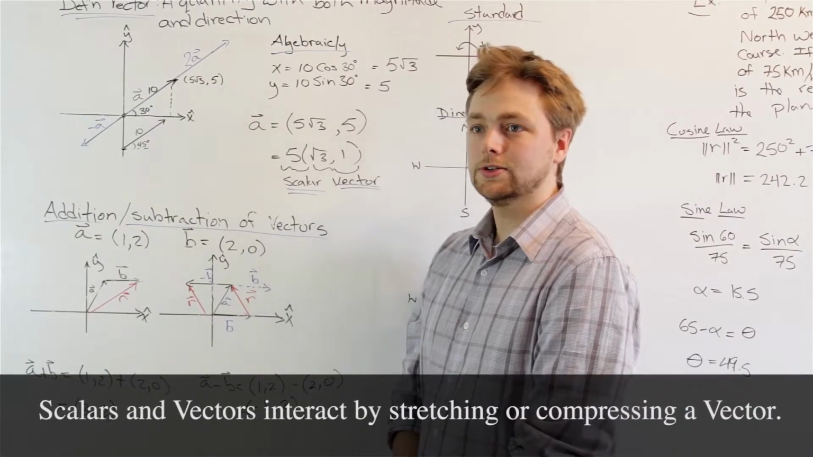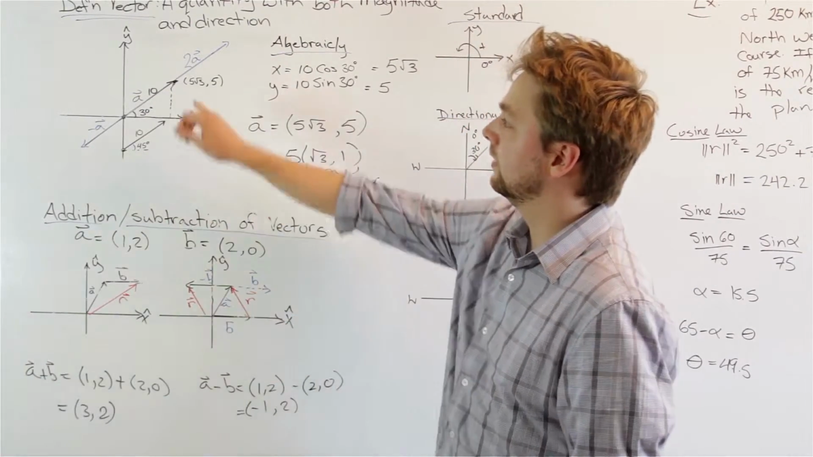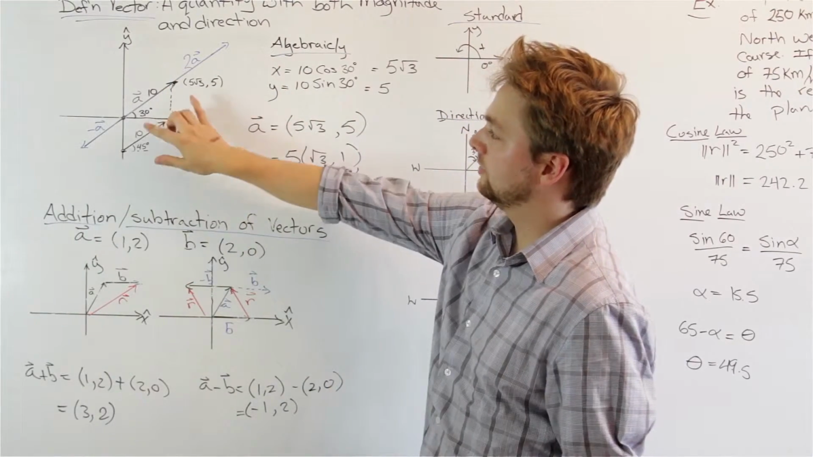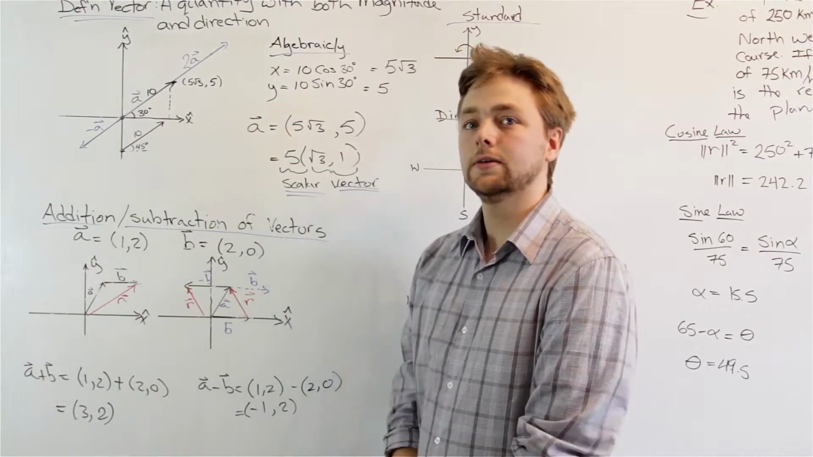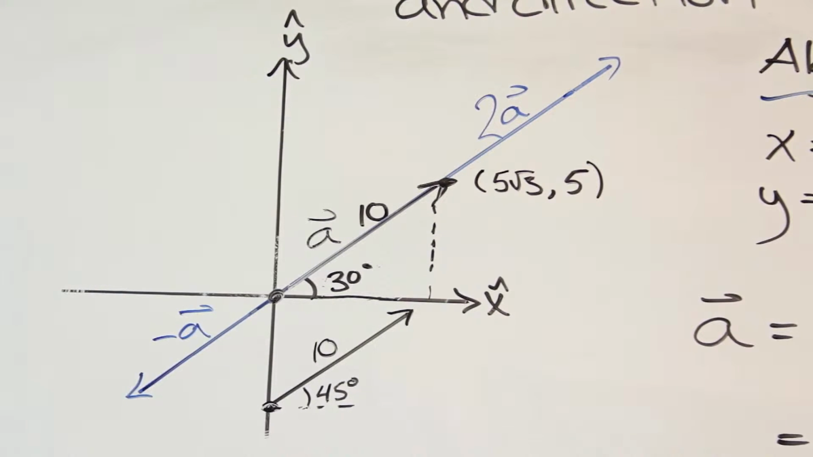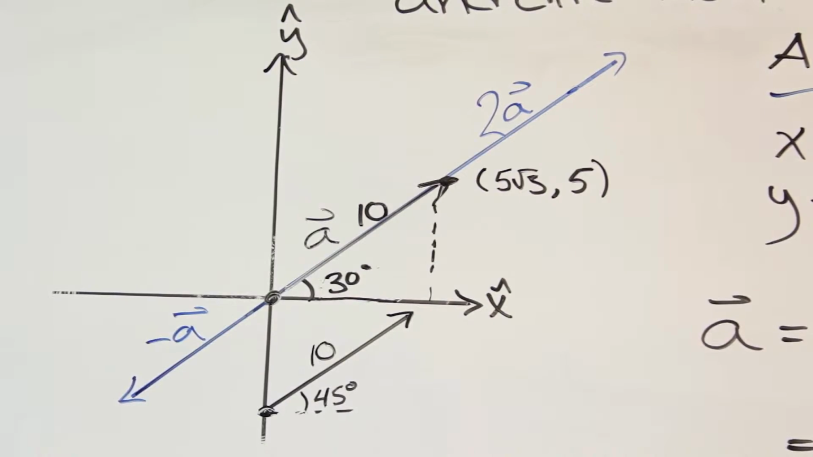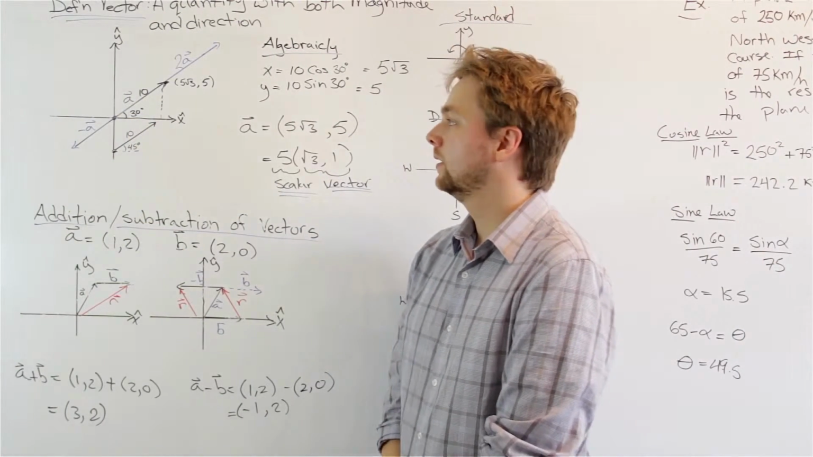Scalars and vectors interact by stretching or compressing a vector. For instance here, 2a, or the scalar 2 times the vector a, interacts with a in a way that we would double the length of a but keep the direction constant. Negative scalars have another effect on vectors. If we have a negative scalar, or negative a, we would keep the vector the same length but draw it in the exact opposite direction.